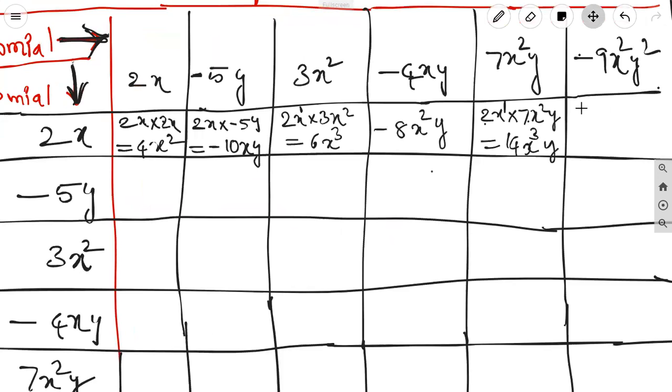Third one is first row, last column. 2x into minus 9x square y square. 2 into minus 9, minus 18. 2 9s are 18 with negative sign. X to the power of 1 x square, that is x cube y square. Why? Because 1 plus 2 is 3.